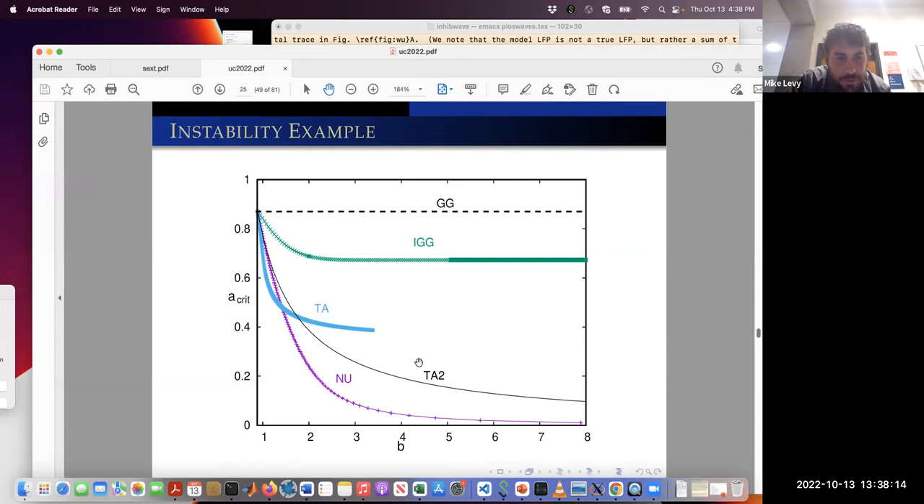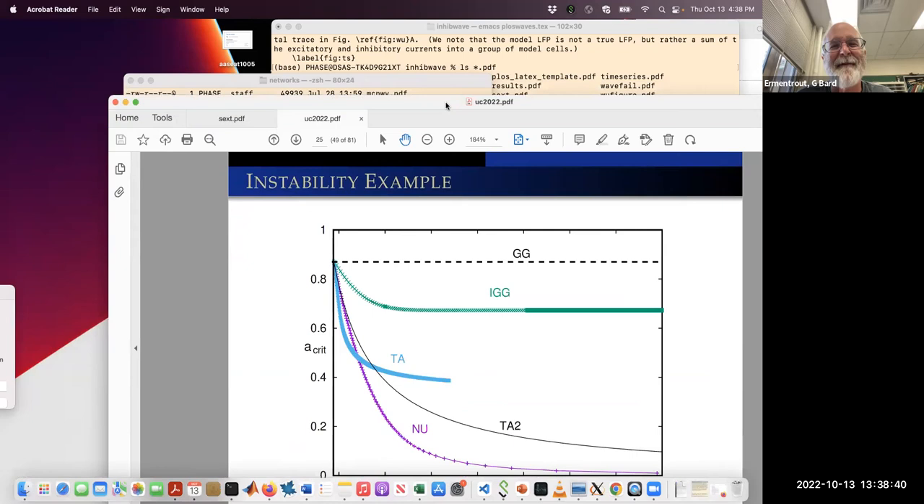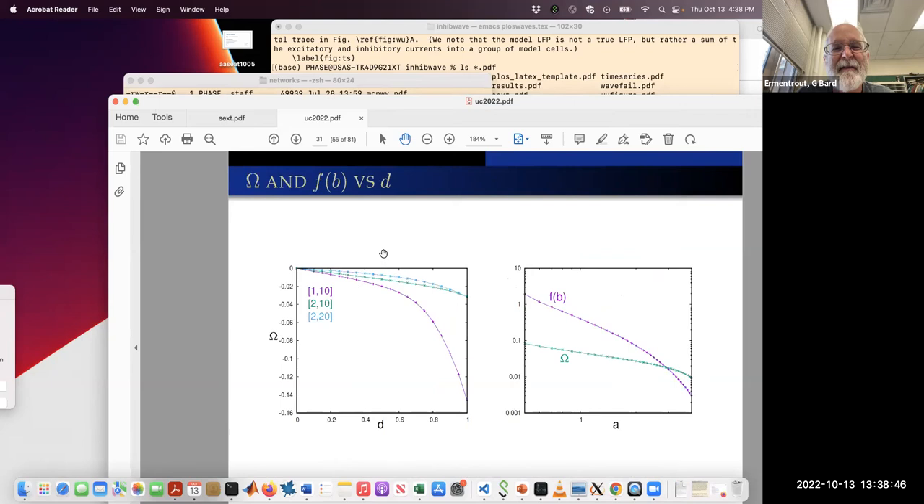Why don't you think they're better? TA2 is pretty good. Yeah, TA2 is very good. I'm pretty happy with TA2. What's a more sophisticated approach? Is there a way to turn a crank and get to a TA3? No, I don't. I mean, maybe there is, but they get pretty ugly pretty quick.